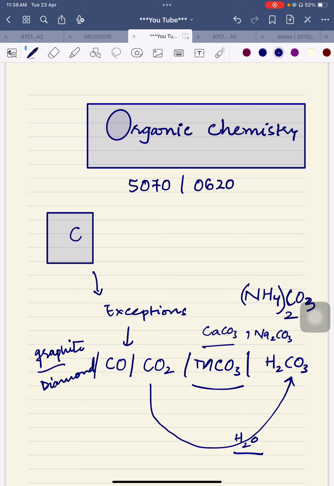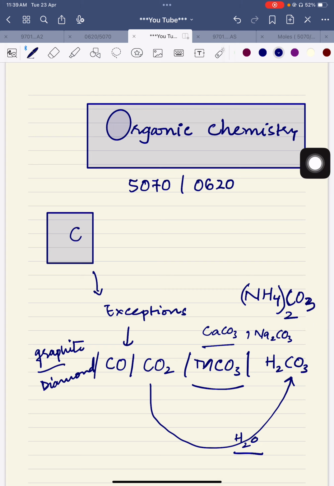Here I have written two subject codes already, 5070 and 0620. There are many other subject codes which deal with the same content of organic chemistry. I'm not mentioning them right now, but many others are taught in other countries, and from country to country, or from Edexcel to Cambridge, the subject codes are variable, but the content is much similar for organic chemistry.